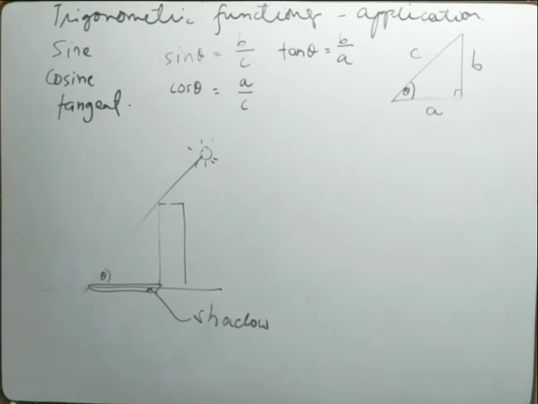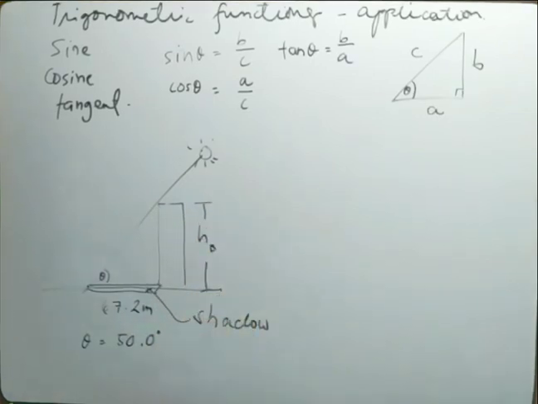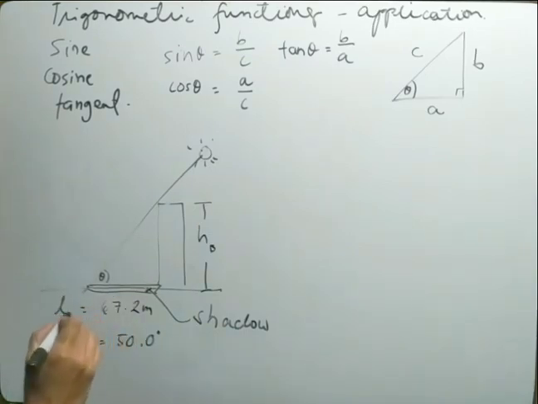Suppose that the length of the shadow is about 67.2 meters, and let's say that the angle theta is about 50.0 degrees. I want to know how high the building is. Let's call this the height of the building, H sub B. Let's say this is the length of the shadow. Let's call that L sub S. How high is the building?